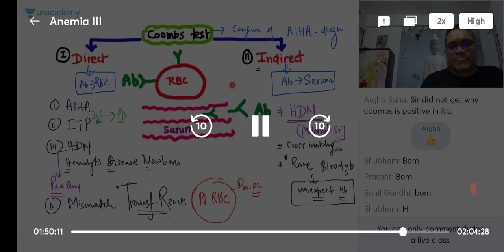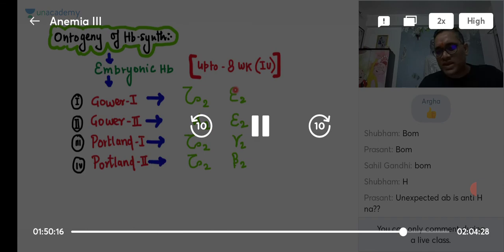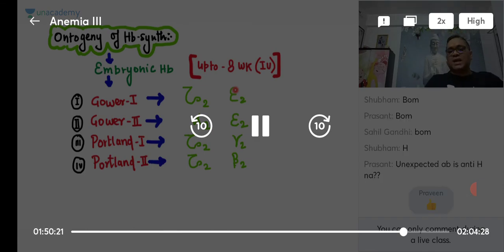I think time is over, but what to do? Okay, just a few more minutes. Anti-H, yes, that is the unexpected antibody, and anti-A is expected. Anti-H, anti-M, anti-N, all these are rare blood groups.